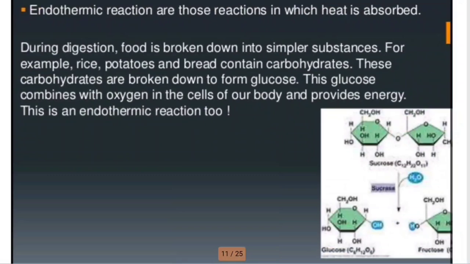During digestion, food is broken down into simpler substances. For example, rice, potatoes, and bread contain carbohydrates. These carbohydrates are broken down to form glucose. And this glucose combines with oxygen in the cells of our body and provides energy. This is an endothermic reaction too.